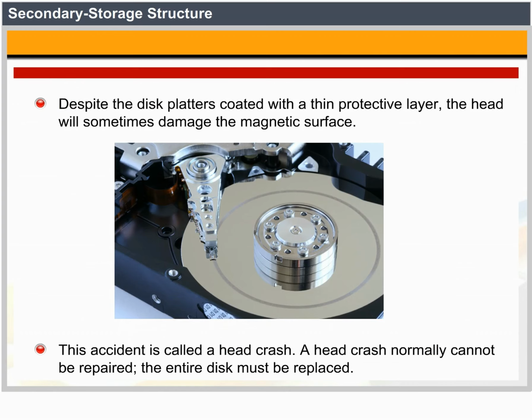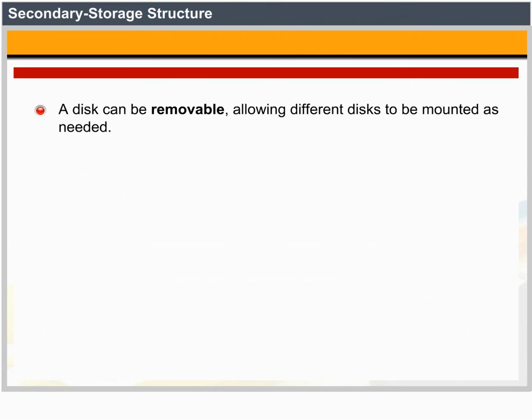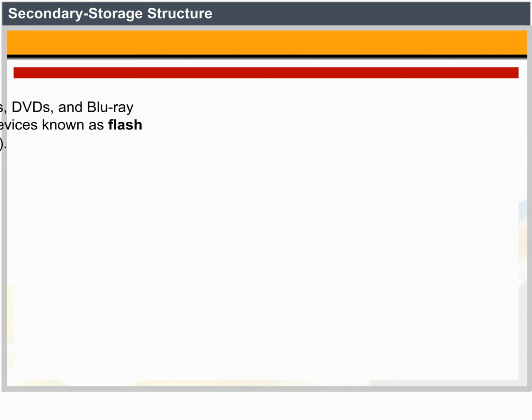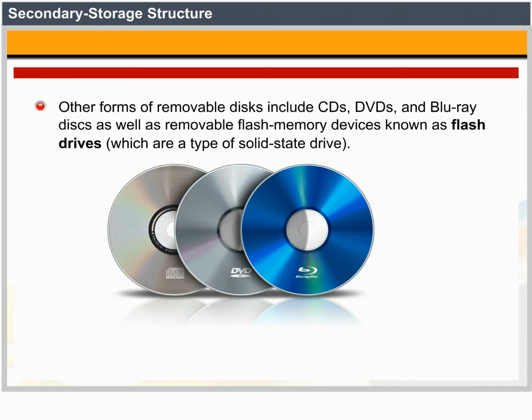A disk can be removable, allowing different disks to be mounted as needed. Removable magnetic disks generally consist of one platter held in a plastic case to prevent damage while not in the disk drive. Other forms of removable disks include CDs, DVDs and Blu-ray disks, as well as removable flash memory devices known as flash drives, which are a type of solid-state drive.